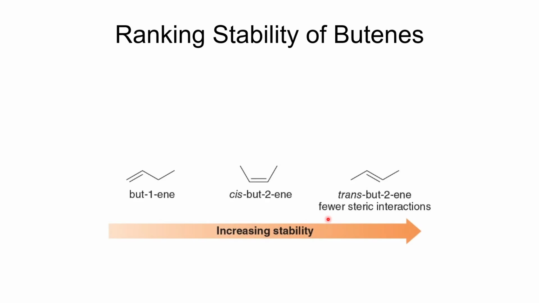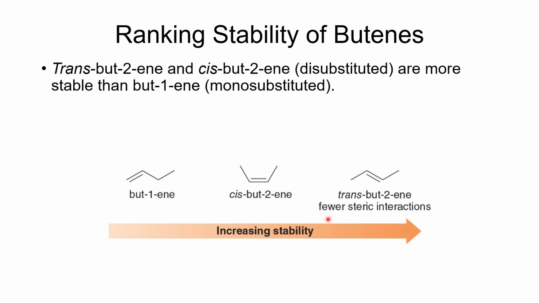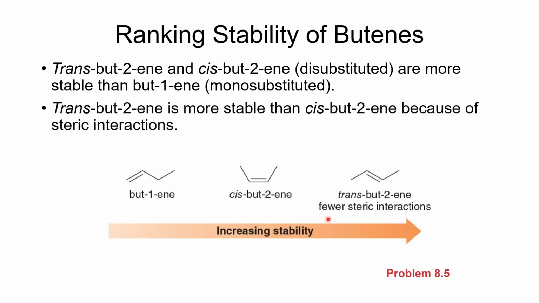So when we're ranking the stability of butenes, if we look at 1-butene or but-1-ene, we will find that it is not as stable as the 2-butene or the cis-but-2-ene and the trans-but-2-ene. All right. And we'll find that the trans-butene is more stable than the cis-butene, and that's because of fewer steric interactions. So more alkyl substituents is more stable, and trans is more stable than cis.